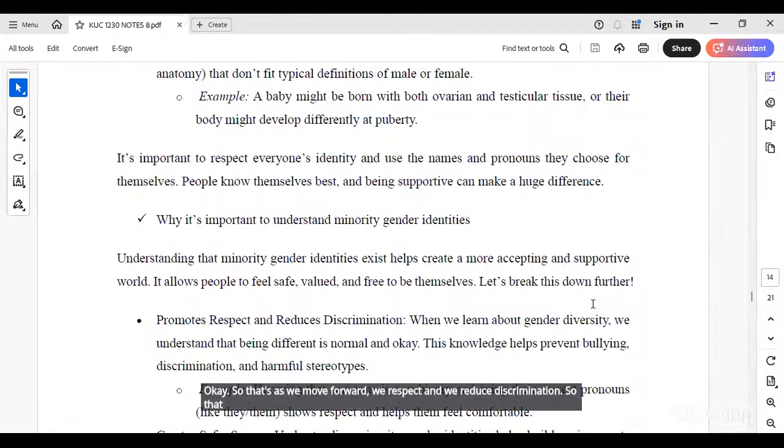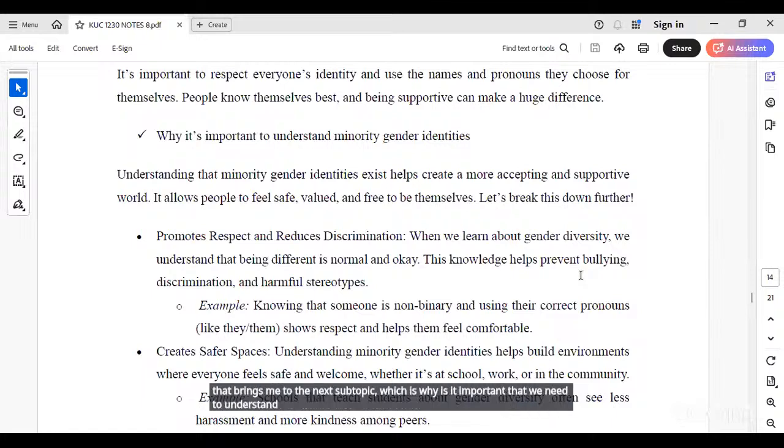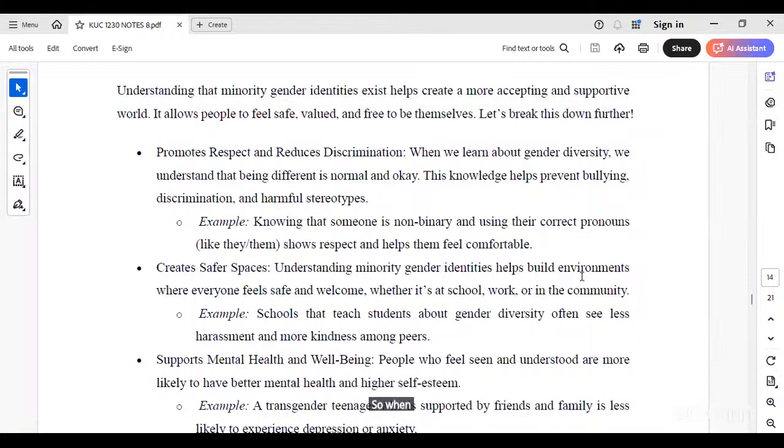So that brings me to the next subtopic, which is why is it important that we need to understand minority and gender identities? So understanding that these people are there helps to promote respect and reduce discrimination. So when we learn about the diversity in these gender identities, we understand that being different is normal. It's okay to be different. It is normal to be different. So once we understand that it is normal to be who they are, then that will reduce bullying, that will reduce discrimination. Okay, that will help to reduce stereotyping.